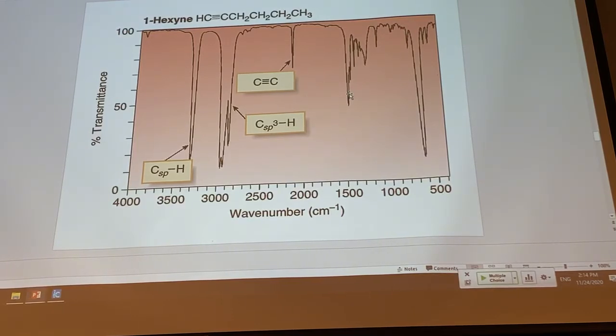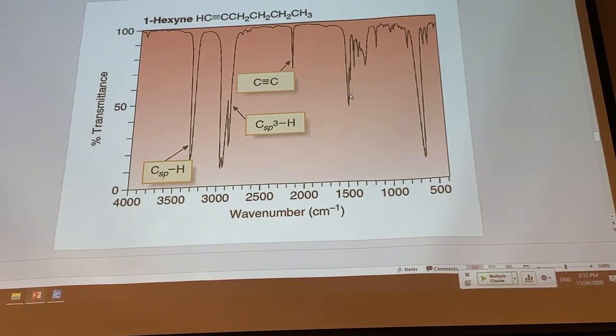So what I like to do is just use 3,000 as that dividing line. Any peaks I see to the right are due to sp3 carbon hydrogen bonds, and most of our molecules will have those. And then if we see sharp peaks above 3,000, that tells us we have sp2 and or sp carbon-hydrogen bonds. If we see a fat peak above 3,000, that tells us we have an OH or an NH, and we can usually tell which one it is by looking at the mass spectrum. Okay? Questions? Yes.